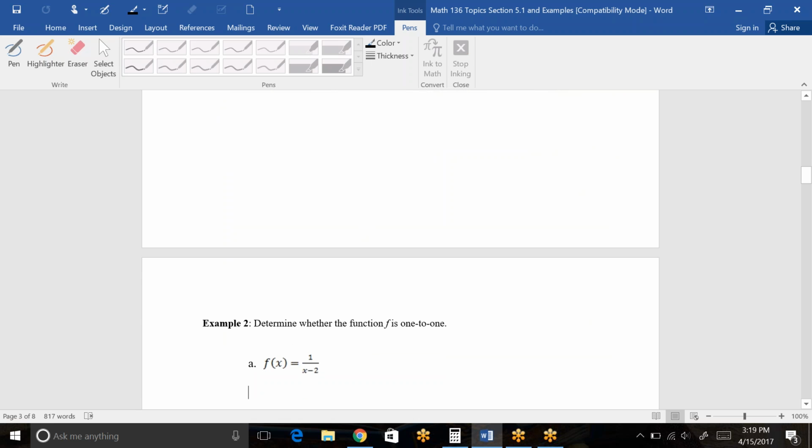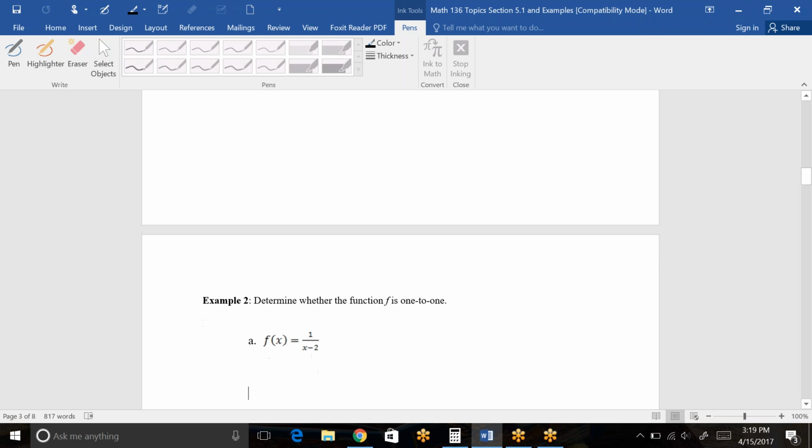So if you have a graph in front of you, to figure out if something's going to have an inverse, you just have to do the vertical line test to make sure it is a function, and then the horizontal line test to make sure it's one-to-one.